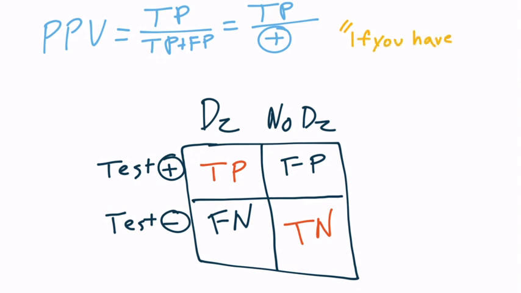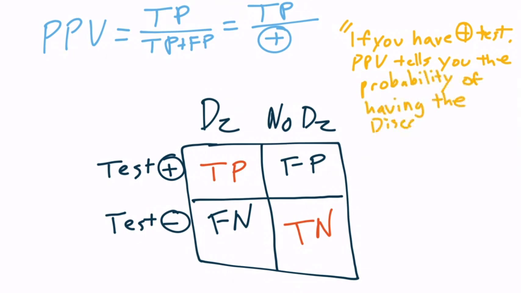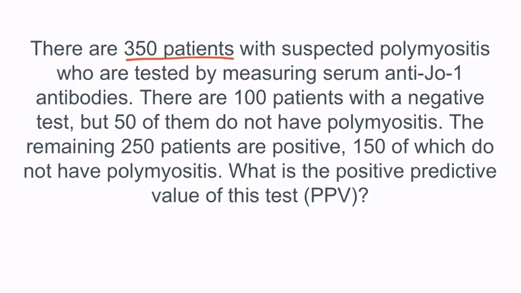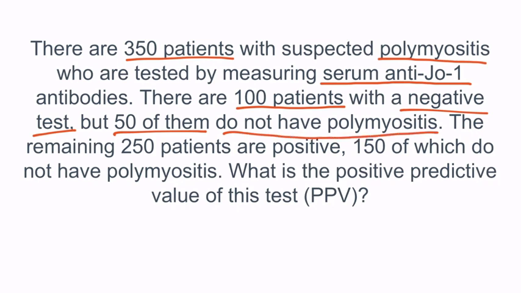By definition, if you have a positive test, positive predictive value will tell you the probability of actually having the disease. In other words, positive predictive value tells you the probability that you are a true positive. So now let's solidify this information with a question. Let's say there are 350 patients with suspected polymyositis, and they are tested by measuring the serum anti-Jo1 antibodies in their blood. Now there are 100 patients with a negative test, but 50 of them do not have polymyositis. The remaining 250 patients are positive, 150 of which do not have polymyositis. What is the positive predictive value of this test?